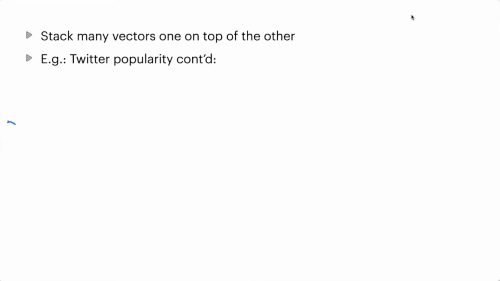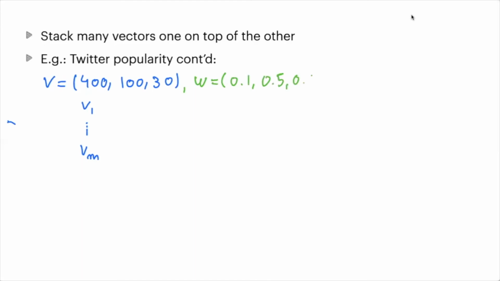Let me give you an example. Remember the Twitter popularity example, where I had a vector that represented my account, which was, if I'm not mistaken, something like 400, 130. Now suppose you have loads of those vectors, V1 until Vm. And I also had a weight vector W, something like 0.1, 0.5, and 0.9. By taking the inner product between V and W, I came up with a number that represents my popularity.